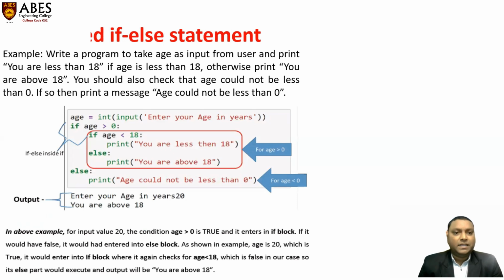So here is a program of a nested if else statement. Suppose you have to write a program to take input as age of any user and print you are less than 18 if age is less than 18, otherwise print you are above 18. You should also check that age could not be less than 0. If so, then print a message: age could not be less than 0.